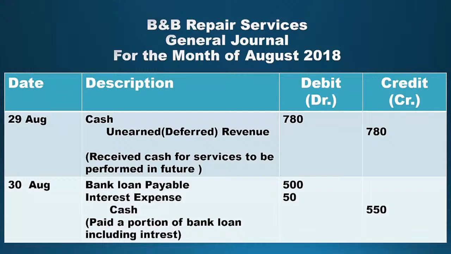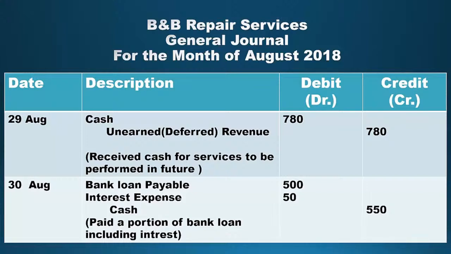Step 1. What happened? The company received $780 in cash from a customer for services they will perform in the future. Since the work hasn't been done yet, this amount is considered unearned revenue. Step 2. Which accounts are affected? Cash increases because the company received money. Unearned revenue increases because the company has an obligation to perform the services in the future.